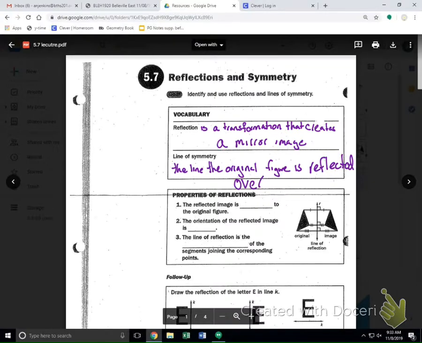And then we have some properties. So the reflected image is, and the blank is going to be congruent to the original figure. What does it mean to be congruent? Yep, same measure, equal. So the first blank is congruent. The second one says the orientation of the reflected image is reversed. So orientation means direction. So that means the direction will be reversed.